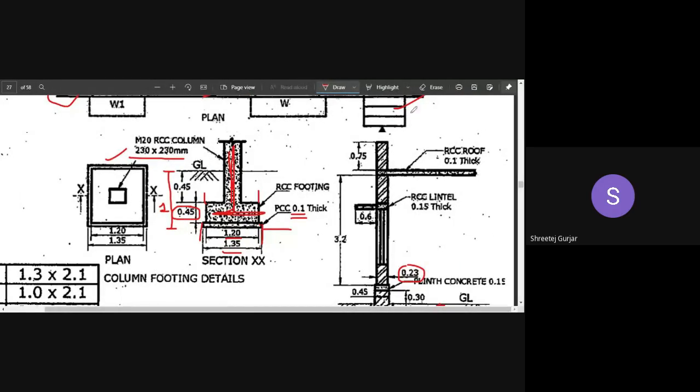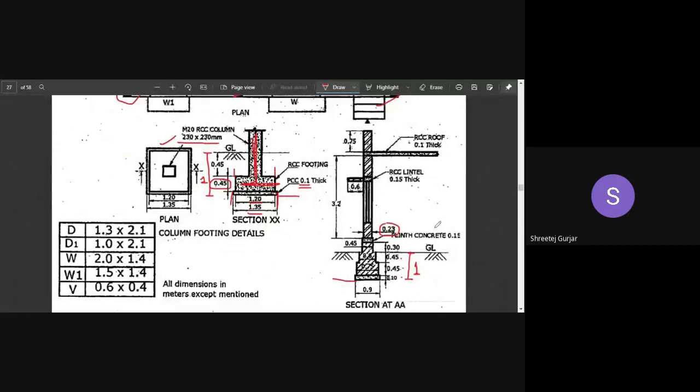Then moving on to the wall section. The wall is 0.23 in thickness. Then there is this straight lintel, and the external projection of this lintel is 0.6 meter. The RCC lintel is 0.15 meter in thickness. Then the RCC roof is 0.1 meter in thickness. And the parapet wall is 0.75 meter in height, and its thickness is similar to your wall, that is 0.23.